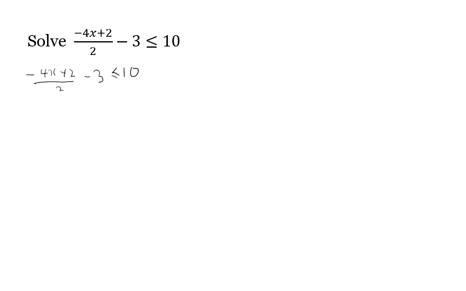So let's just remember that our goal is to find this x. So we want only x at the left hand side. So we start by removing this minus 3. To remove it, we just add plus 3 here, so that we'll get 0. And since we add it at this left hand side, we have to add plus 3 here. So we'll be left with (-4x + 2) divided by 2. Here minus 3 plus 3 will give us 0, is less than or equal to 10 plus 3, which will give us 13.